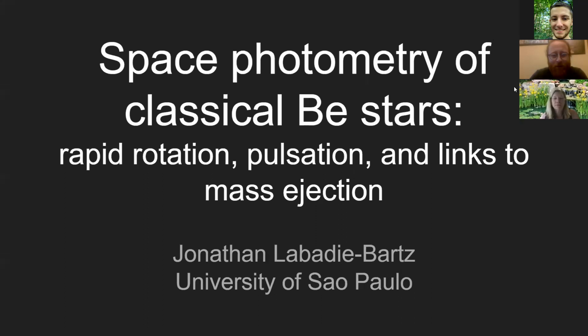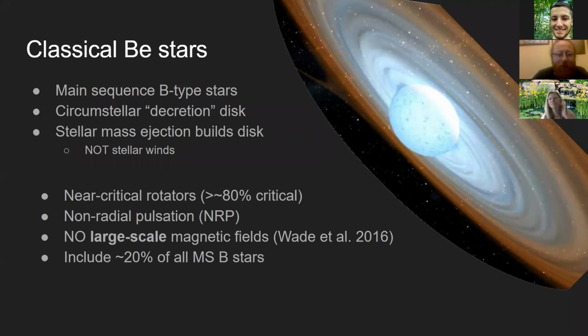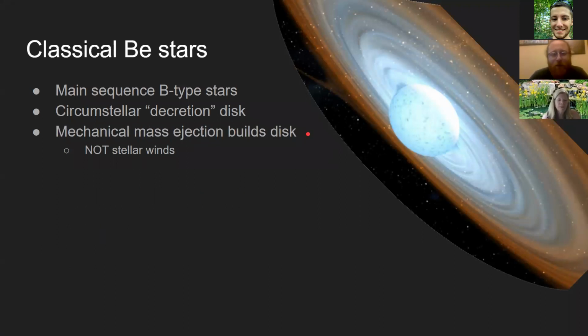Right, so BE stars and their variability, mainly with space photometry. I'll just give a really quick overview of what a BE star is. I assume most of you already know this quite well. These are main sequence B-type stars that form circumstellar decretion disks. It's illustrated over here on the right in this picture.